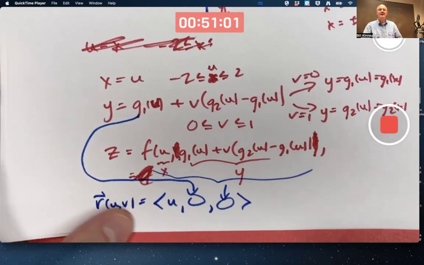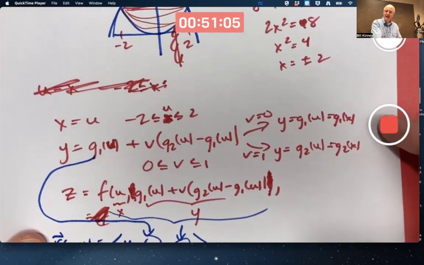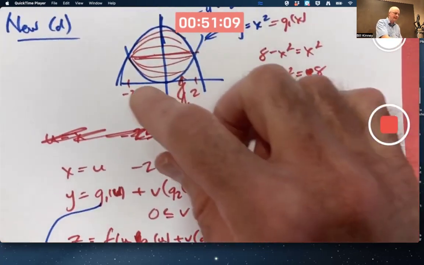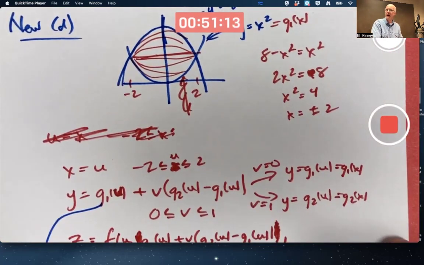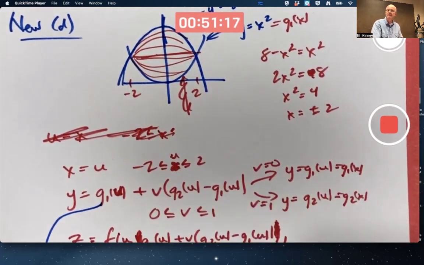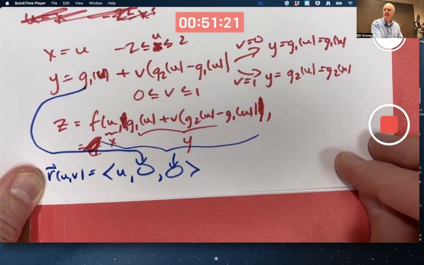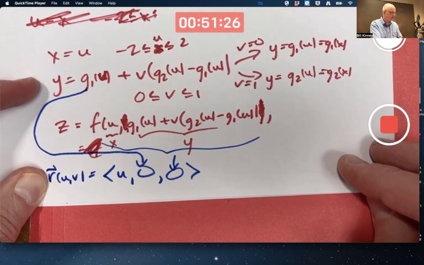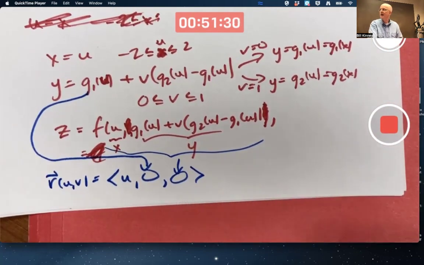Why does this work? I explained why intuitively by talking about what happens when v is 0 and when v is 1. You could also think about intermediate values of v. You would get graphs like I drew in red here. Intermediate parabolas for the most part, one of which is probably a horizontal line, a degenerate parabola. Simplest to let x be u, y be this thing, and then plug those things into f to find z, and then create your r function that way.